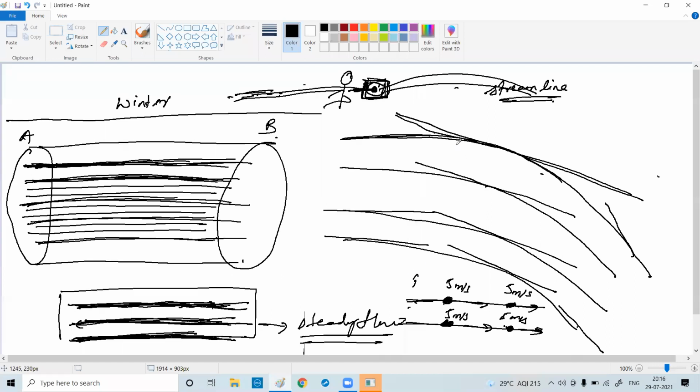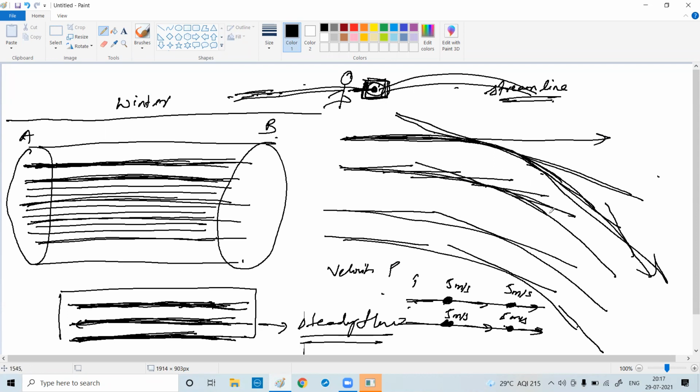See, for a curve, it is not a steady flow. Why? Because this is not constant. Tell me why. When we talk about steady flow, we talk about velocity and pressure being constant. Is the velocity the same here and here? No. The velocity here, the direction is this side. Here the direction is this side. The direction is continuously changing. Yes or no?